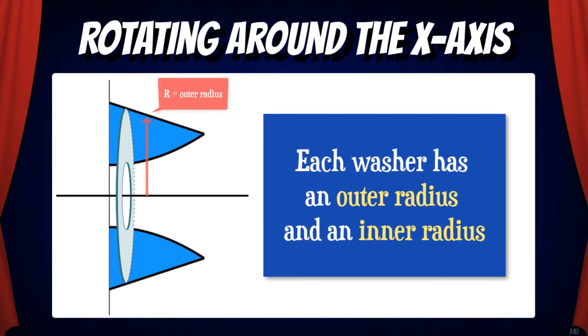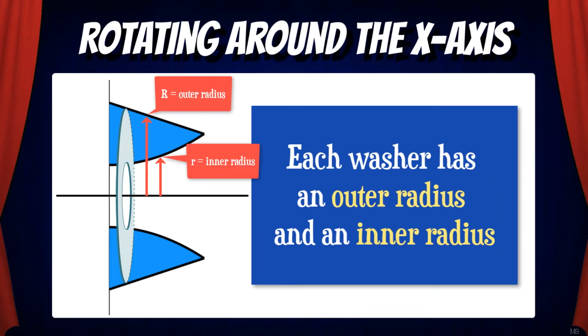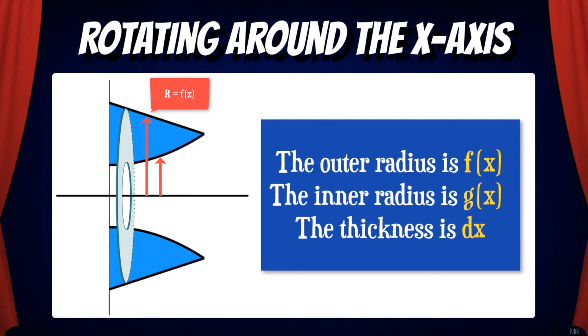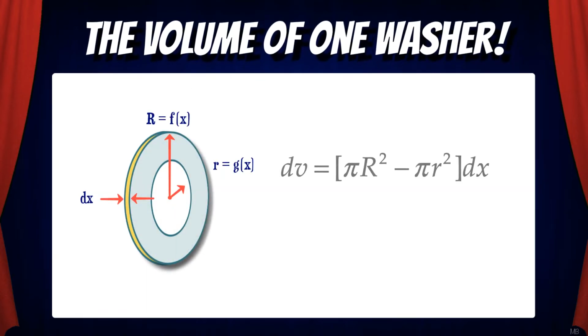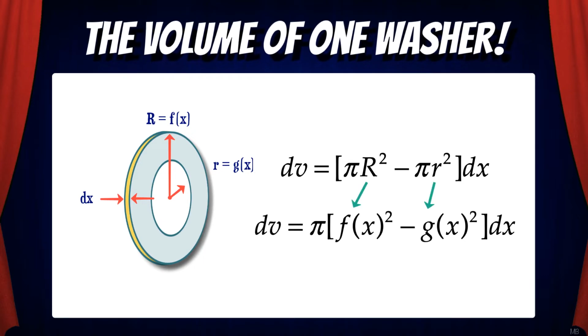Each washer has an outer radius and an inner radius. Let's call the outer radius f of x and the inner radius g of x, and the thickness of each washer dx. Now we can find the volume of one washer. Let's call that dV. dV equals pi R squared minus pi r squared, all times dx, the thickness of the washer. Now we can factor out the pi and substitute f of x for R and g of x for r, and we get pi times the quantity f of x squared minus g of x squared dx.